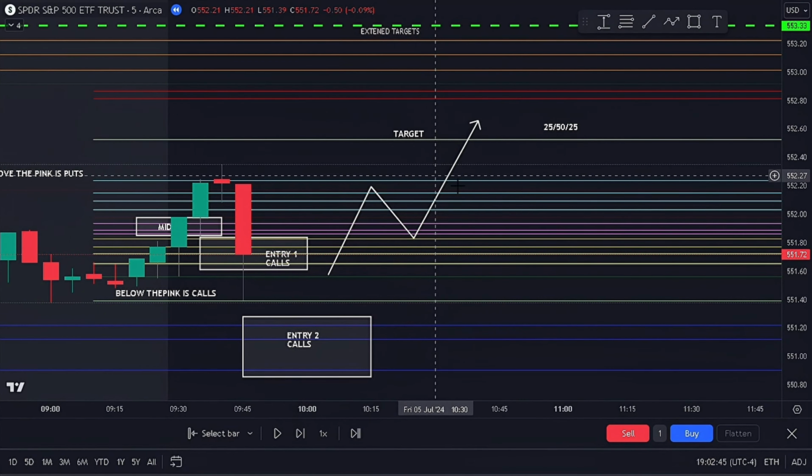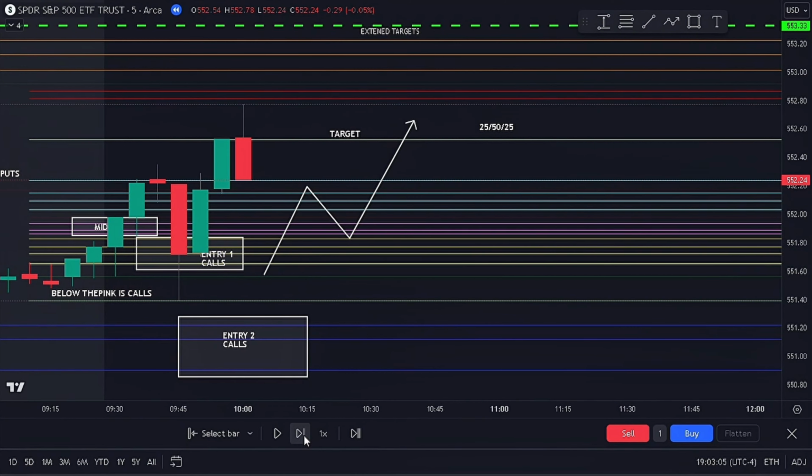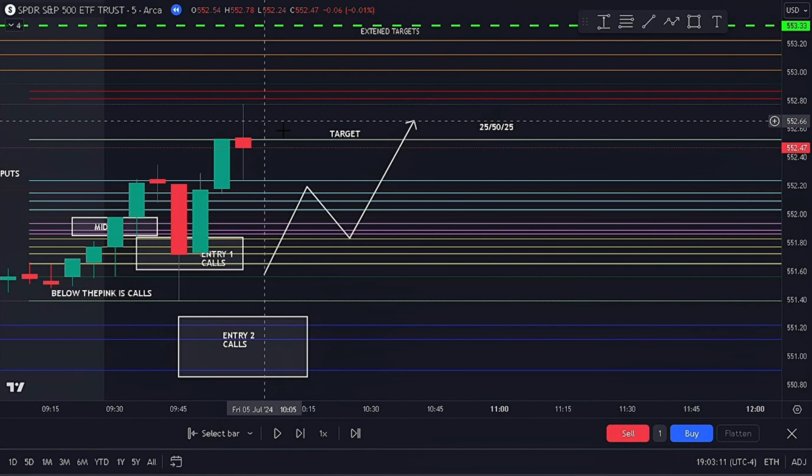Okay? So we got entry 1. Let's continue. Okay. Now, here you have your target hit. You trim 80%, and depending on the style of trade, I personally like to do a trailing stop loss and leave some runners for the extended target.